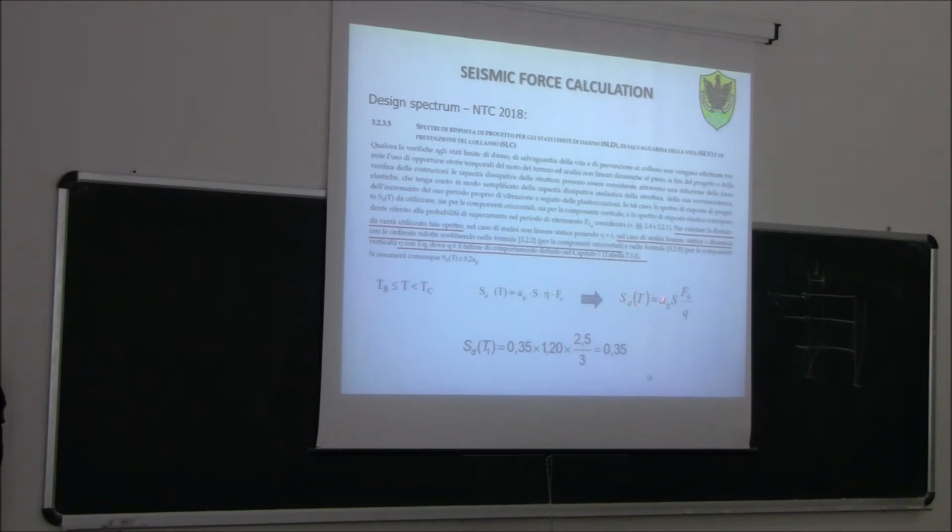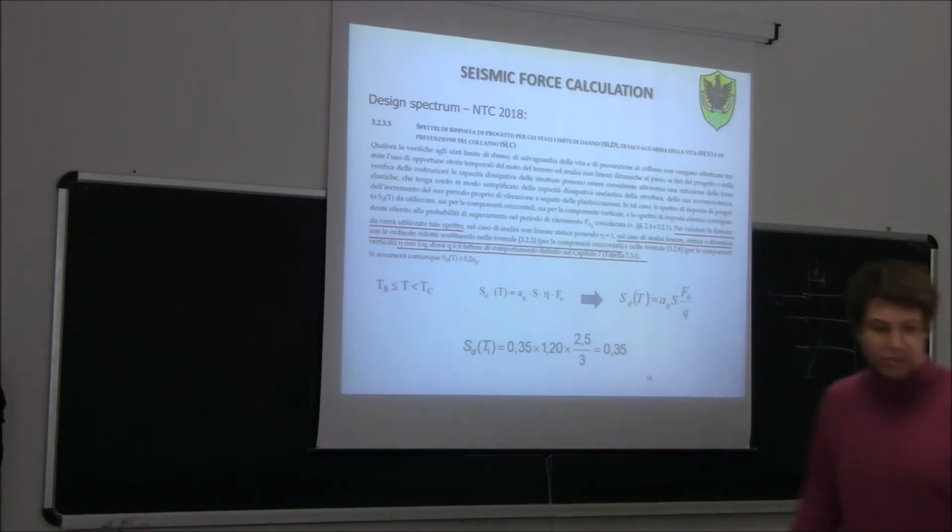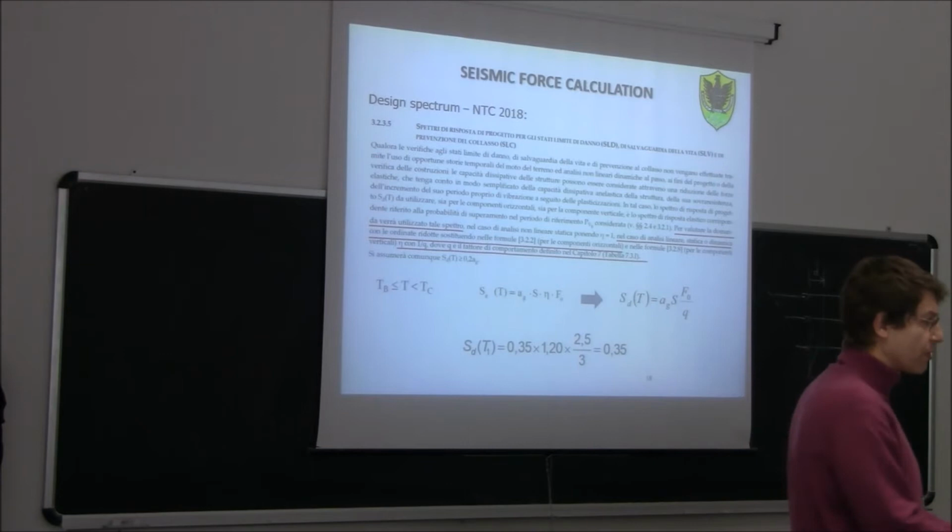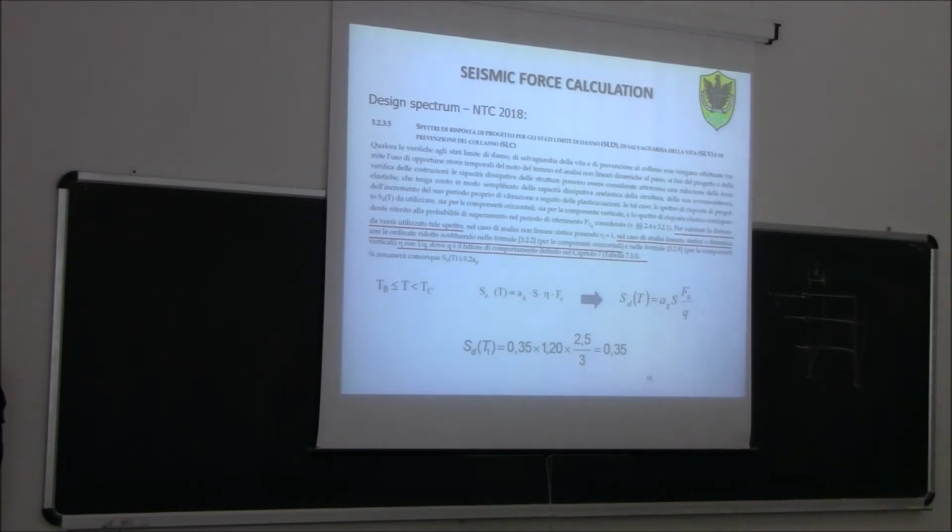So S_d(T) is a_g, which is the peak ground acceleration, times S, the amplification factor. So a_g is 0.35, S is 1.2, F0 is the amplification factor, which is 2.5, divided by q. We assume in this case to have a cross-lam building, so we use the value that will be proposed by the new Eurocode 8, which is 3. In your case, you should use, I would say, 2.5, because that is the value recommended by the Italian regulation.